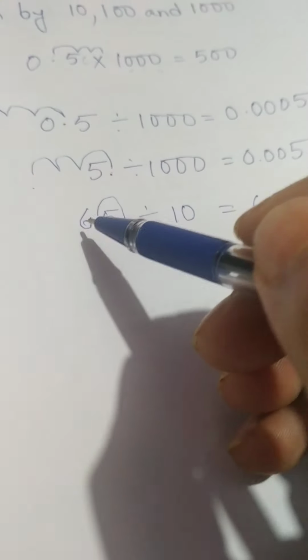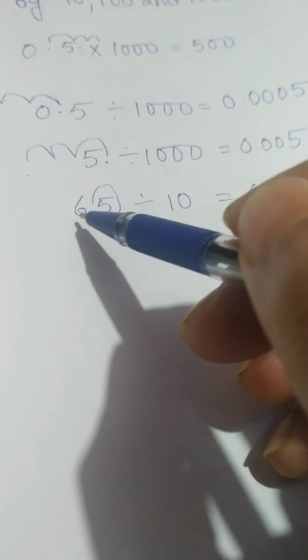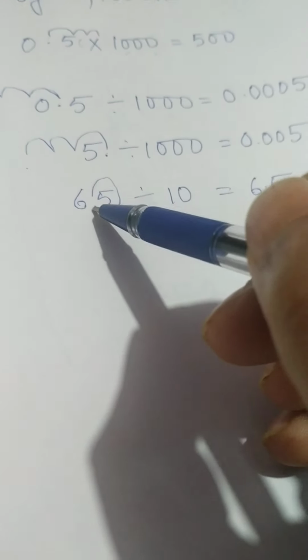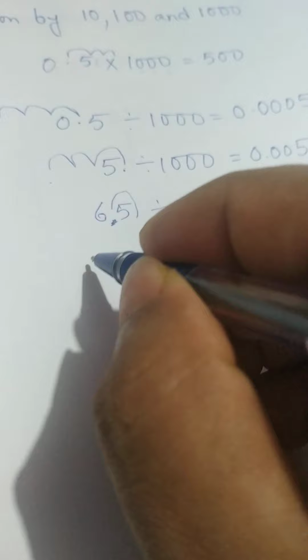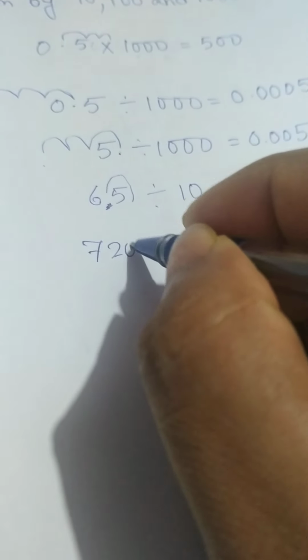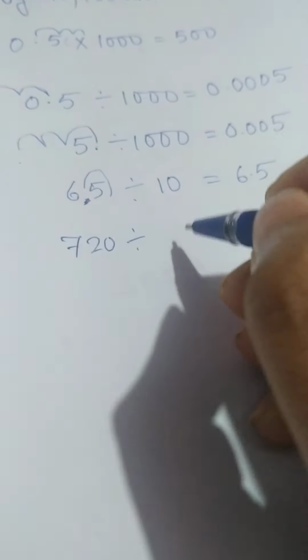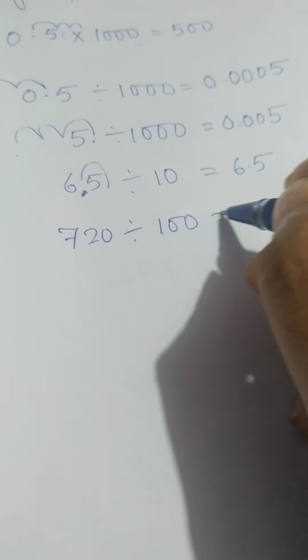Okay, if there is a number before the point, we just write the number, and the point comes in between. So this point was not here, I'm just explaining. Next, let's say 720 divided by 100.